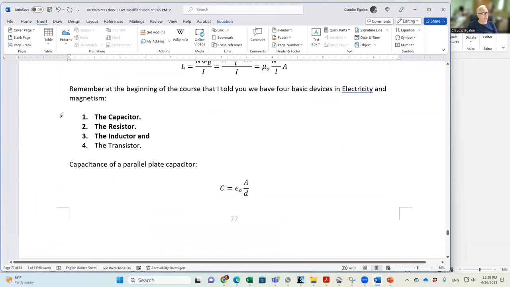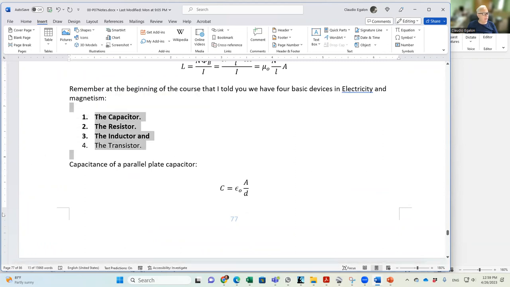Also, don't forget, all of that is possible because of those basic devices: the capacitor, the resistor, the inductor, and the transistor. The last section of the previous chapter dealt with semiconductor devices, of which the transistor is one. Anything related to the transistor or semiconductor devices is material for a more advanced course. You should be familiar now with at least three of the most basic devices in electricity and magnetism: capacitor, resistor, and inductor. The guy who invented the first practical transistor won the Nobel Prize.